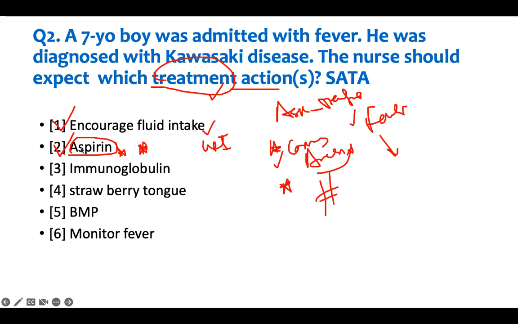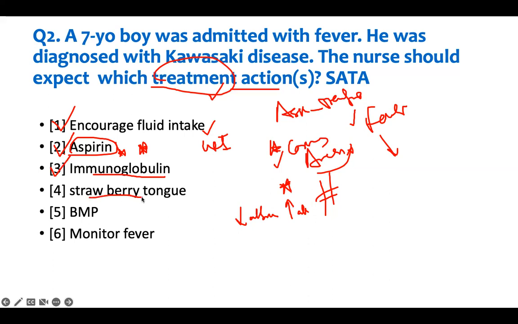So this is right. Immunoglobulin. Immunoglobulin is usually given also to prevent aneurysmal formation. The two medications have to be together, at the same time. The kid's albumin is very low, and so we need to increase the albumin to prevent the edema. And so we give them this.